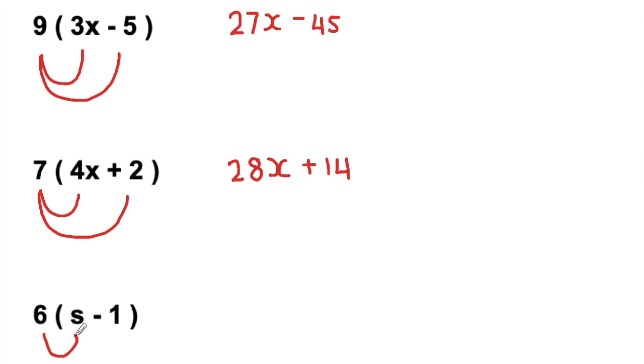The next example is 6 bracket s minus 1. So you do 6 times s, which is 6s, and 6 times 1, which is 6.